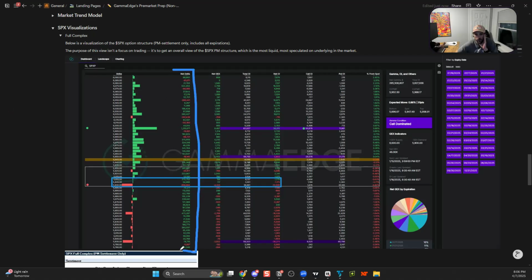Nothing but green, call dominated. The reason that's important is because it's our belief at GammaEdge that markets are driven by out of the money call and put speculation. We see that sine wave occur over and over and over. When we have a bullish foundation in which we expect price appreciation higher, the bullish foundation is A, the market trend model is progressing higher with institutional buying. B, you have a call dominated environment.